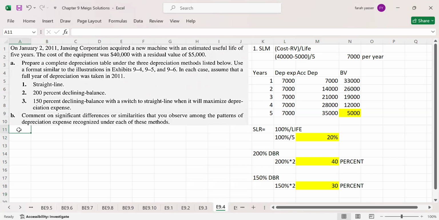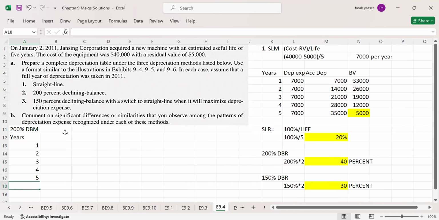Okay, so we are going to prepare a chart or table indicating depreciation expense and accumulated depreciation under 200% declining balance. So for the 200% declining balance method, we have years 1, 2, 3, 4, 5. Then we have depreciation expense, then accumulated depreciation, and then book value.